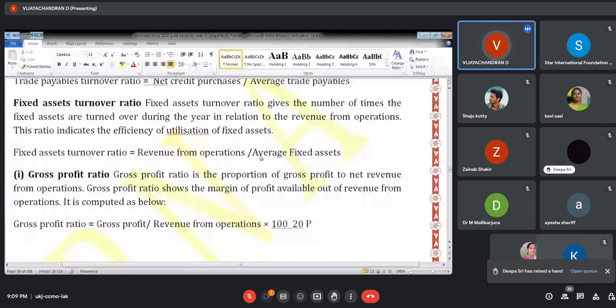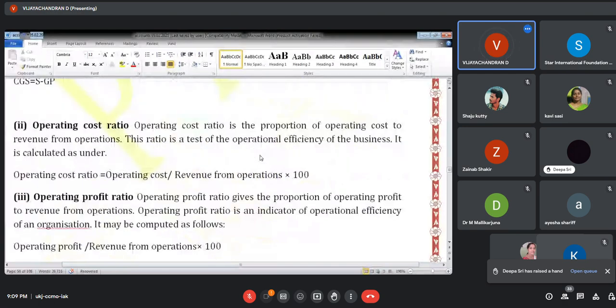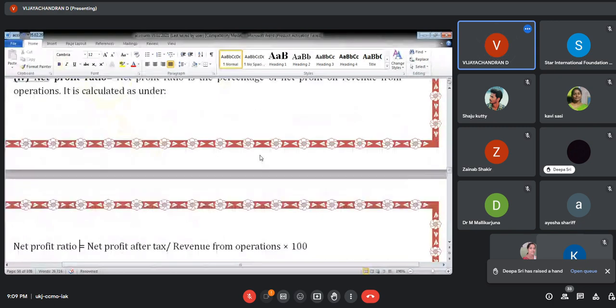Profitability ratio, yes, these are all okay. But in your examination, they will ask operating ratio. This is operating cost ratio, but I'm asking operating ratio. Operating ratio: gross profit plus operating expenses divided by sales into 100.